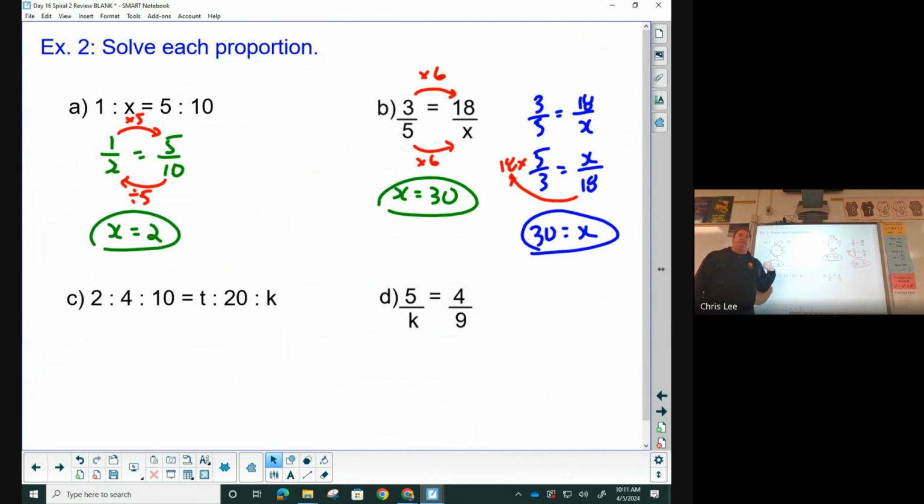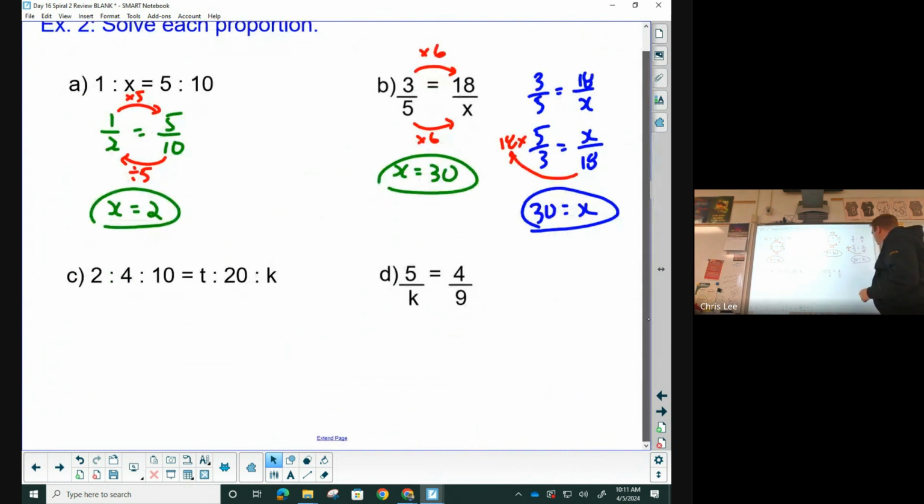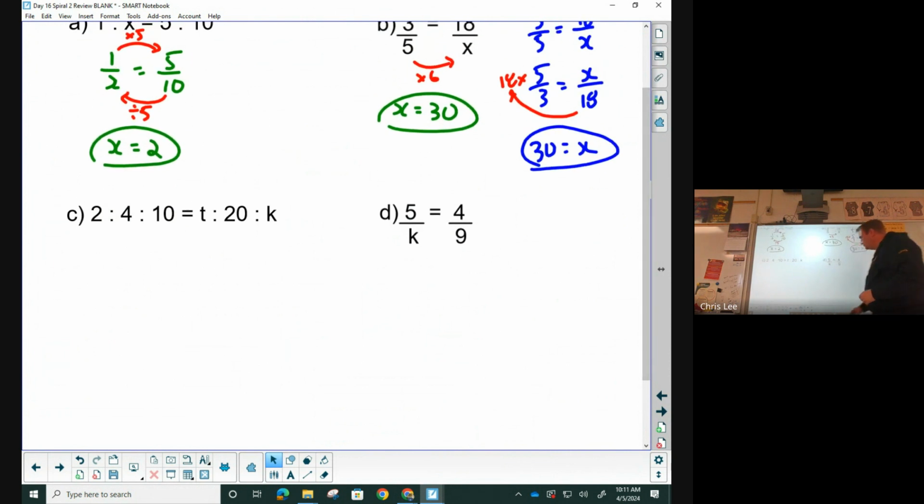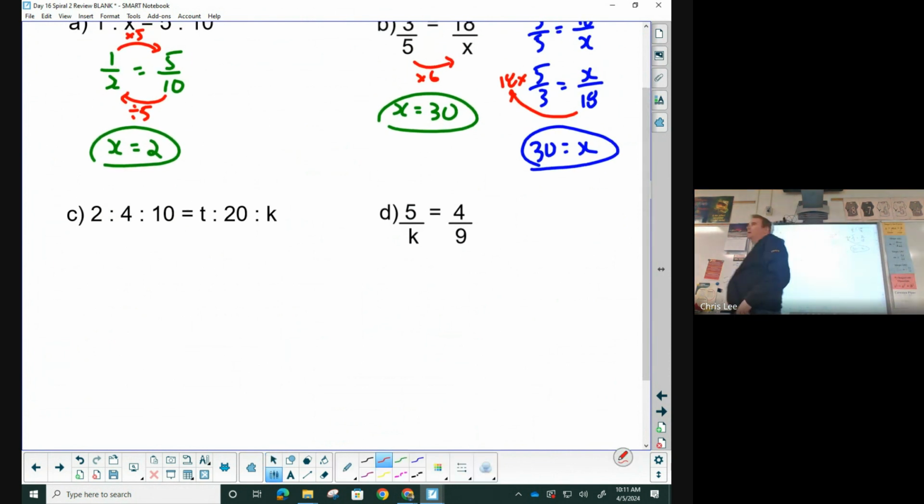All right, in C, I've got a 3-section ratio. So I can't make a fraction here now, but I can still use my friendly idea. So for example, you see how the middle ratio is 4? And then it gets changed to a 20? What did I do to 4 to get 20? Times it by 5. Good.